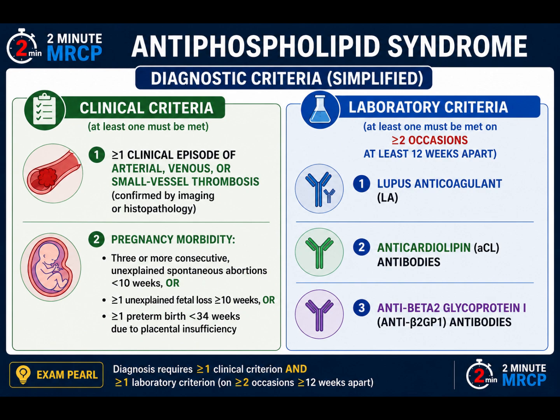Now let's move on to the laboratory criteria. The laboratory abnormality must be present on at least 2 separate occasions, at least 12 weeks apart. This requirement is important because transient positivity can occur during infections or other temporary conditions. There are 3 key antibodies tested in APS. The first is the Lupus anticoagulant. The second is the anticardiolipin antibody. The third is the anti-beta-2 glycoprotein I antibody.